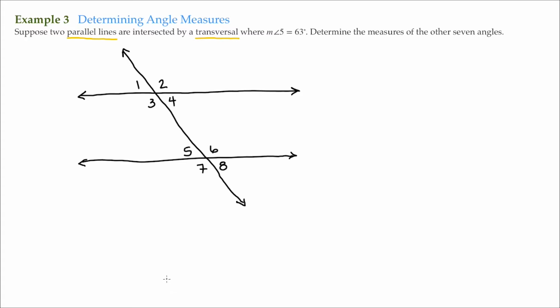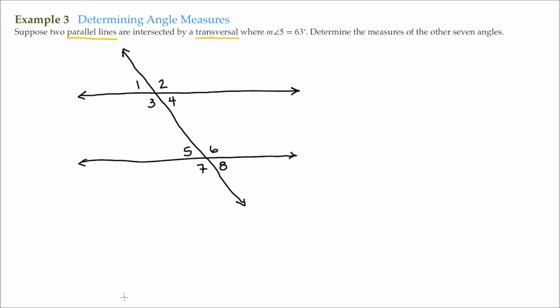There's also corresponding angles. Corresponding angles are angles that look the same if only one of the parallel lines was showing. So corresponding angles would be 1 and 5, 3 and 7, 2 and 6, and then 4 and 8. Also, there are vertical angles. Vertical angles are angles that are across from each other. So 2 and 3 will be vertical angles, and something like 1 and 4 will be vertical angles. Corresponding angles and vertical angles also have the same measure.